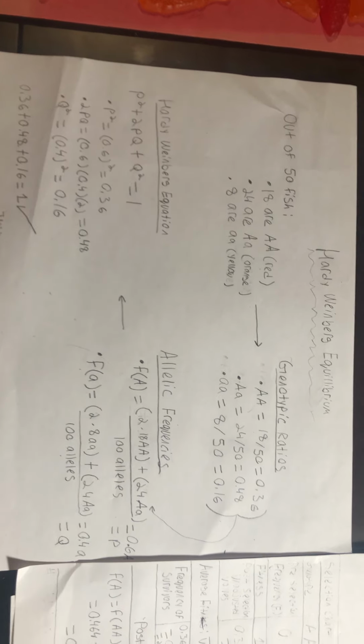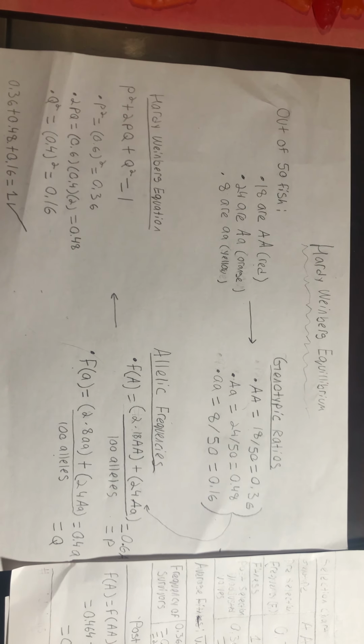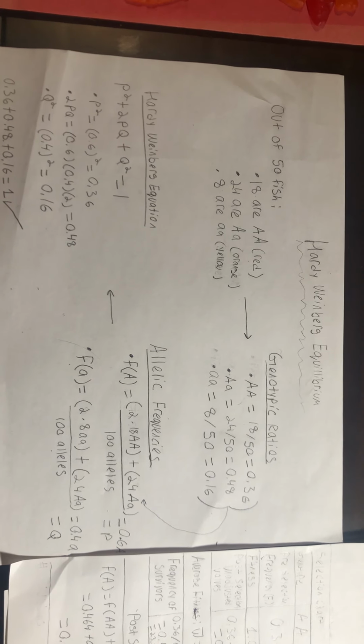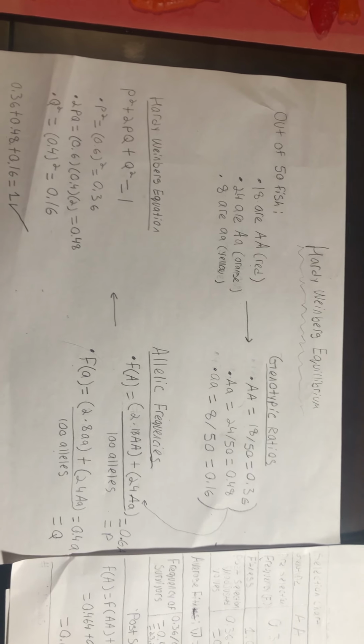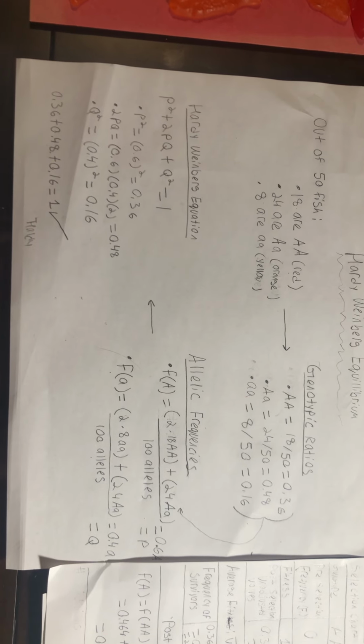In order to determine if this population is in Hardy-Weinberg equilibrium, we can start by finding the genotypic frequencies of the population by dividing the subpopulation of each genotype by the total population. This gets us 0.36 for big A big A, 0.48 for big A, little a, and 0.16 for little a little a.